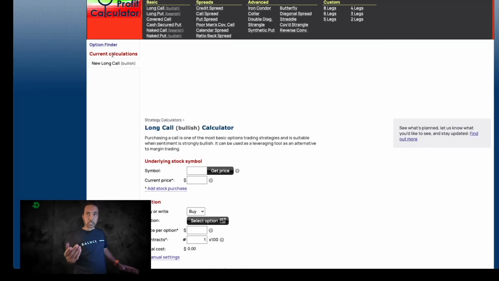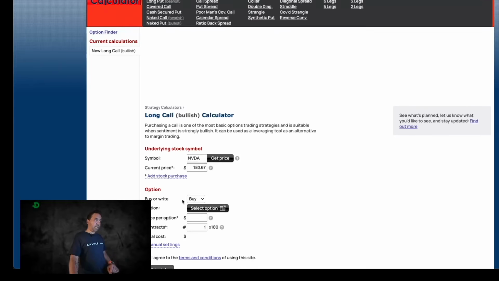Any stock works. I'm just gonna take Nvidia as an example, but the same steps work with any stock. Okay, so on this one you type the symbol that you're trading. So Nvidia, you get the current price. Once you click that, it shows the current price. Now here, buy or write, right? So buy is for the buy side, write is for the put side.